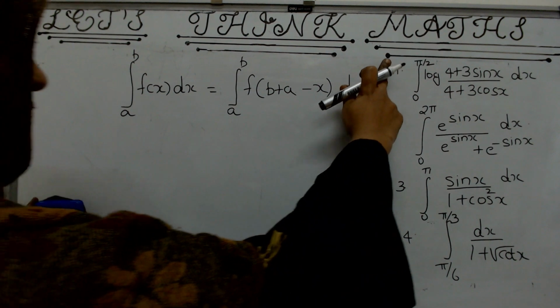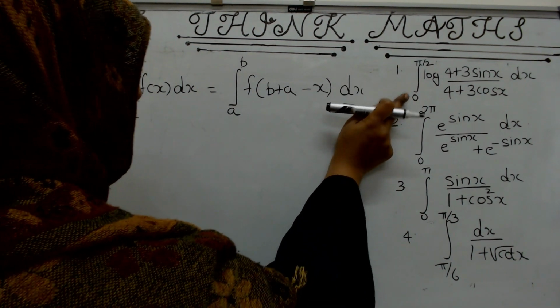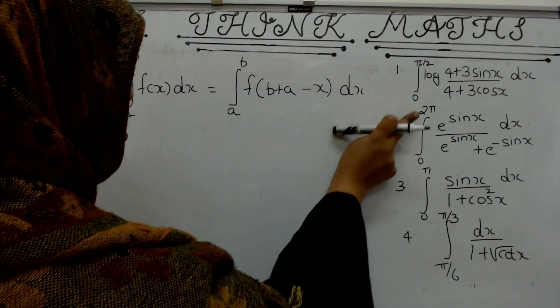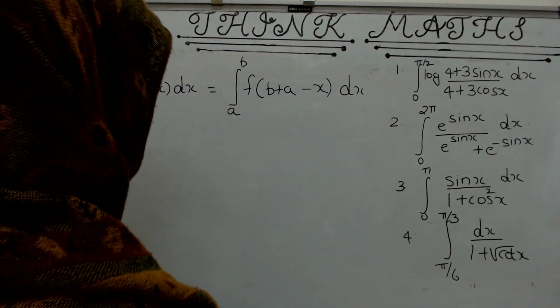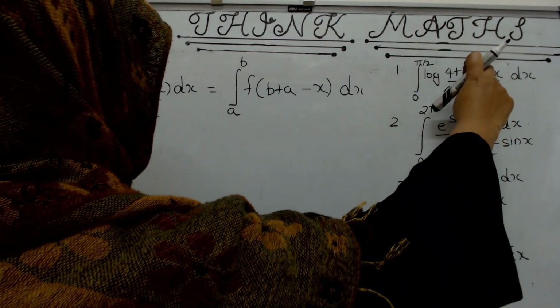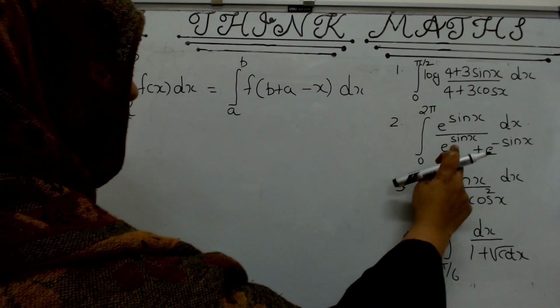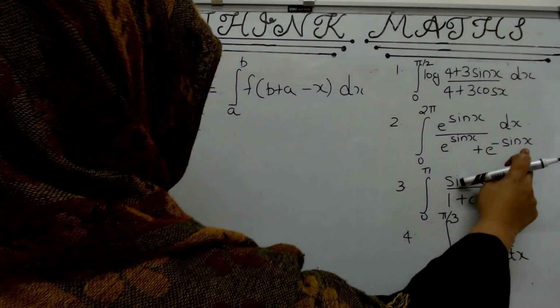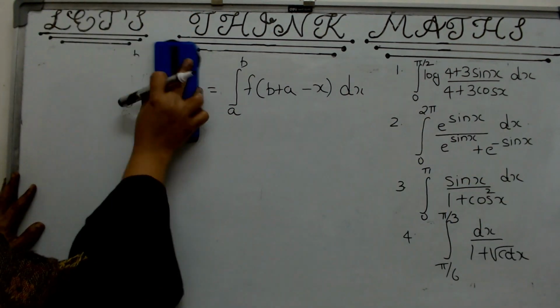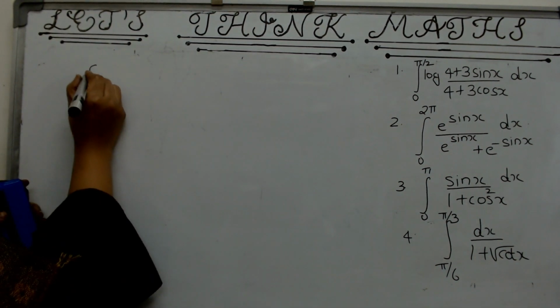Now I have taken three different examples. If you see, the limits are different: 0 to pi by 2, 0 to 2 pi and 0 to pi. Why is that? In the limits from 0 to pi by 2, sin x and cos x can be interchanged. In 0 to 2 pi, you see sin x and minus sin x, these two can be interchanged. And how do we do that? Let us see.